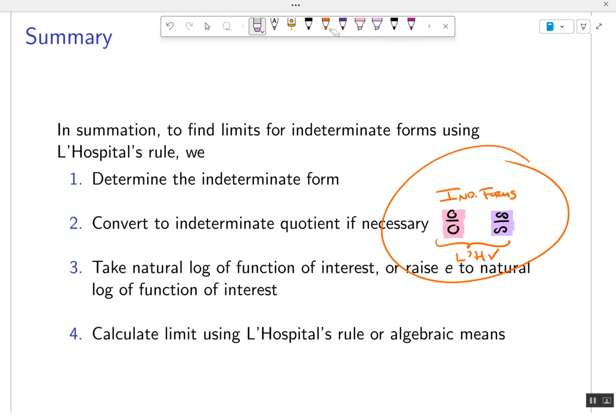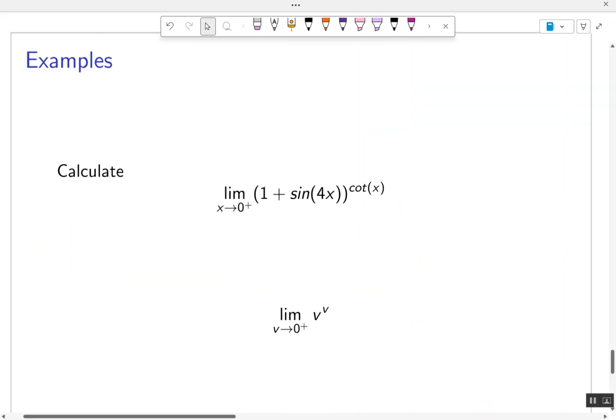So like I said, look for the other video that shows these two examples.